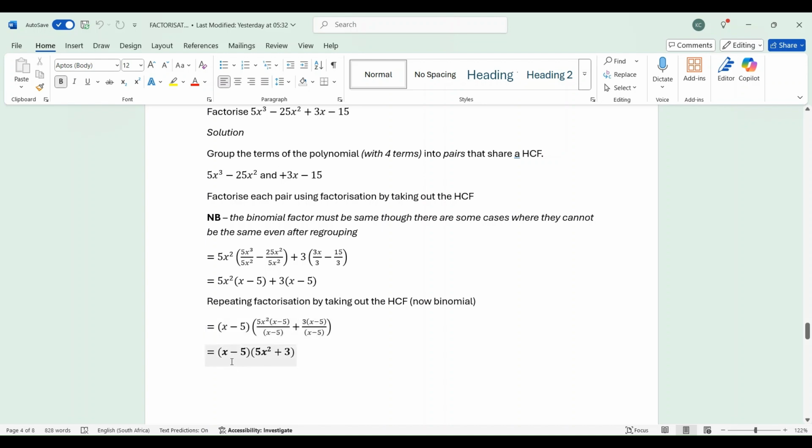If we check, we end up having x minus 5, which is the first bracket. Then we simplify the second bracket. This x minus 5 and this x minus 5 will cancel out. Then we'll be left with 5x squared. On the second term, this x minus 5 and this x minus 5 will cancel out, left with positive 3. Therefore, our final answer is going to be x minus 5 multiplied by 5x squared plus 3. Thank you.